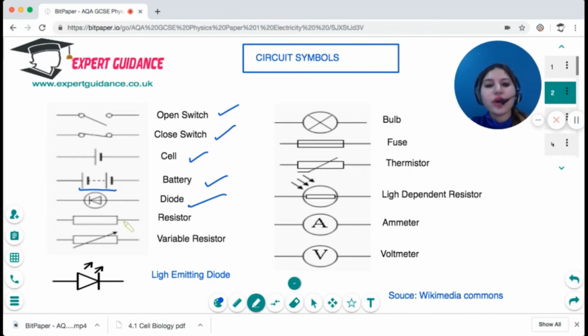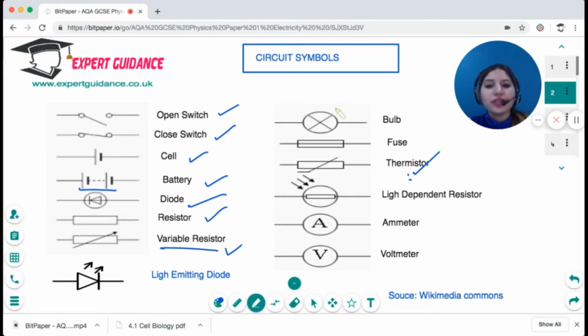Resistor is a normal block. When on the resistor you have this arrow going, that becomes a variable resistor. And when on the resistor you have something like a graph going up, that's a thermistor. Thermistor is that resistor whose resistance depends on temperature. Variable resistor is that resistor whose resistance keeps on changing.